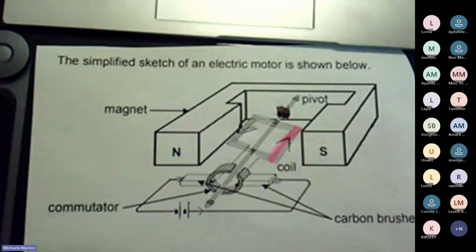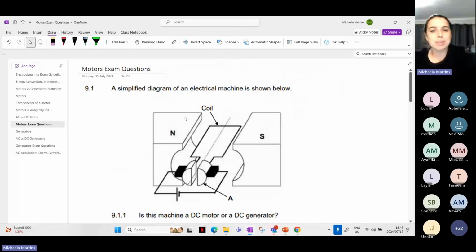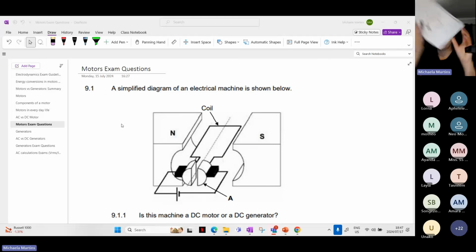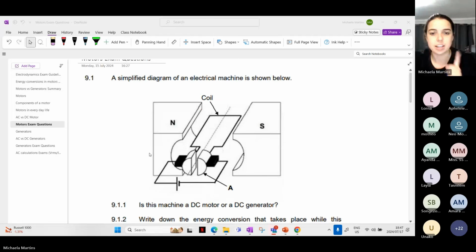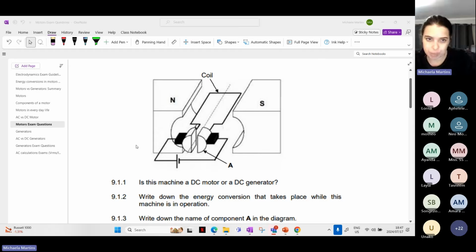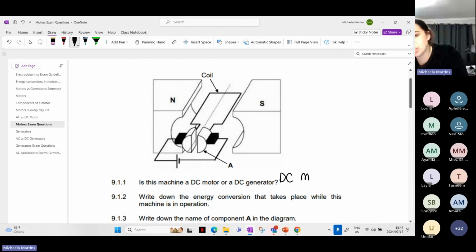Let's look at some exam questions. A simplified diagram of an electrical machine is shown below. So we just did this one. That was the first one we did. So is it a DC motor or a DC generator? We said it's a DC motor because of this, the battery. They don't ask why, but DC motor. And I'll just put here that it's because of the battery, that we know that, because of the power source.